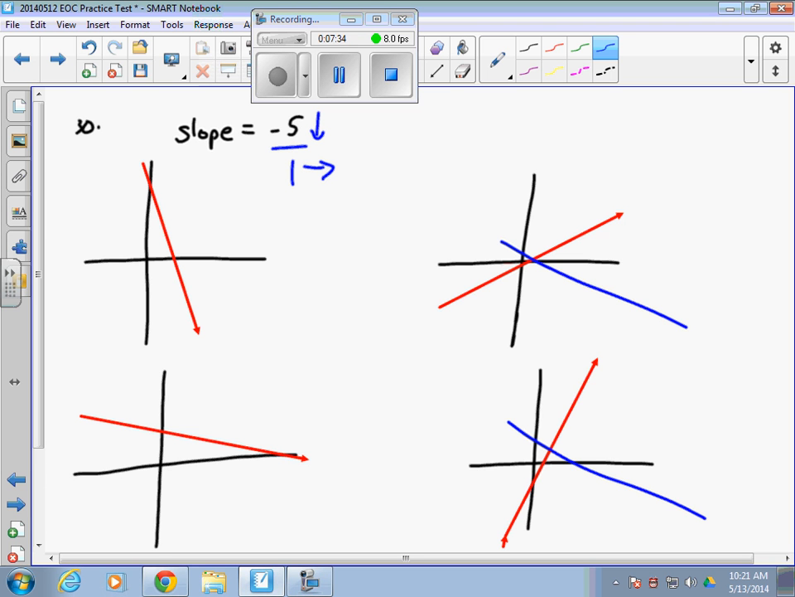This one right here looks like it's going down 1 and to the right 5 times. That's backwards from what we're looking for. This one looks like it goes down 1, 2, 3, 4, 5 and to the right 1. So that's the only one that has a slope of negative 5. Remember that it's over 1.